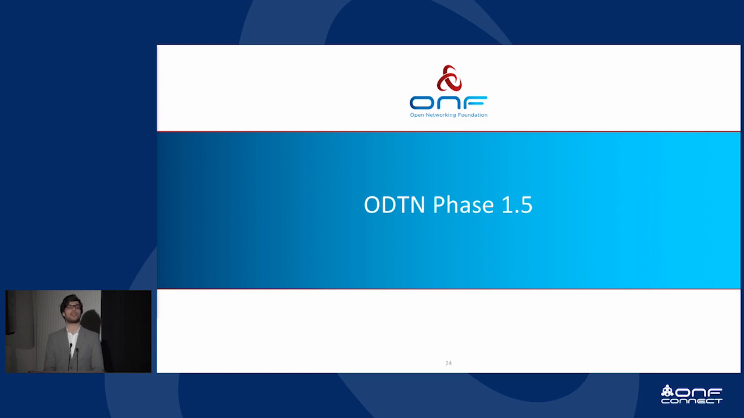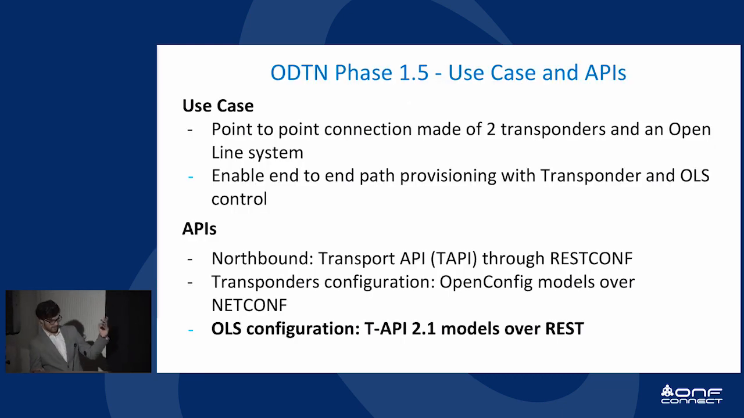So what is the next step? The next step is, if you remember the first slide, we're controlling the OLS out of band. You need to still go in the CLI and provision the end-to-end wavelength across that OLS and those amplifiers and WSS and muxponders. So instead, we say, okay, for next phase, we take that control back to ONOS, and we want to do that. So still a point-to-point connection, two transponders, at least two, and an open line system. But this time, it's an end-to-end path provisioning, both the transponder and the OLS.